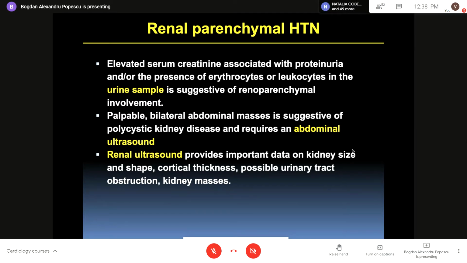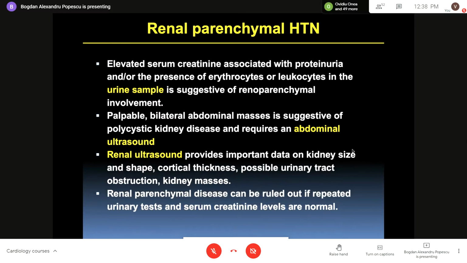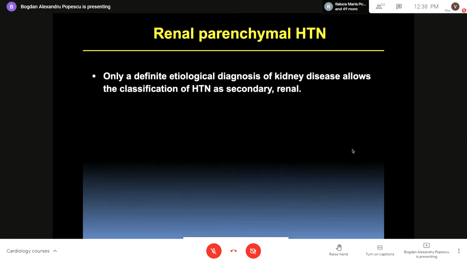If you do a renal ultrasound, this may provide important data about kidney size and shape and a few other features: cortical thickness, urinary tract obstruction, or other masses in the kidney. Now, if you repeat urinary tests and serum creatinine levels, and everything is normal, you basically can rule out significant renal parenchymal disease.